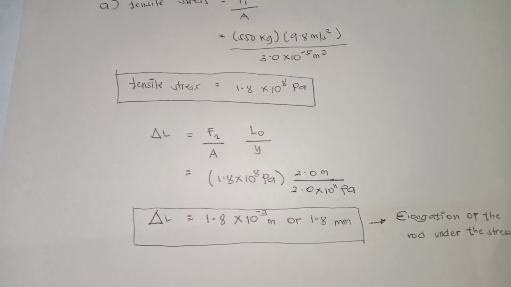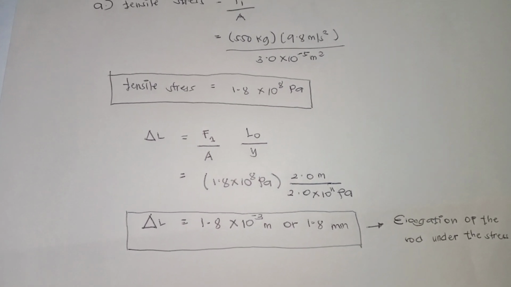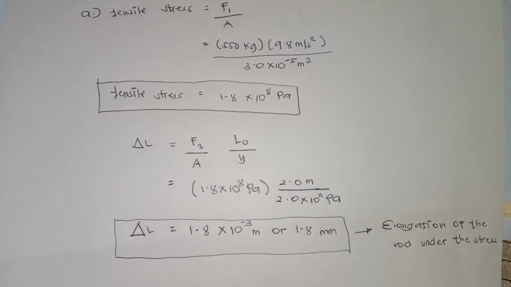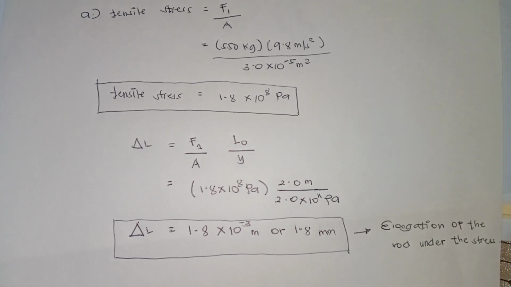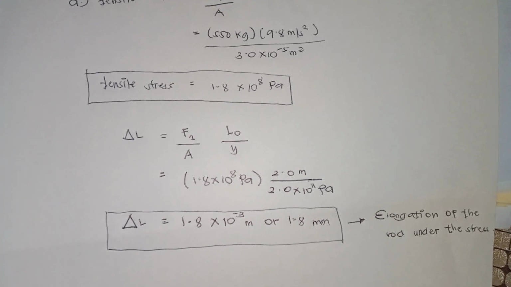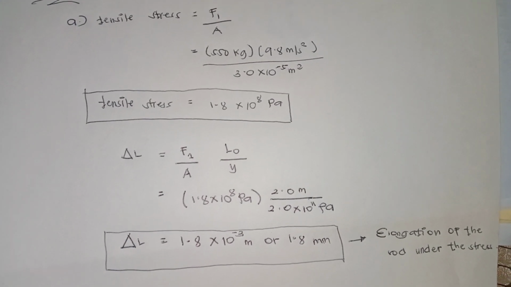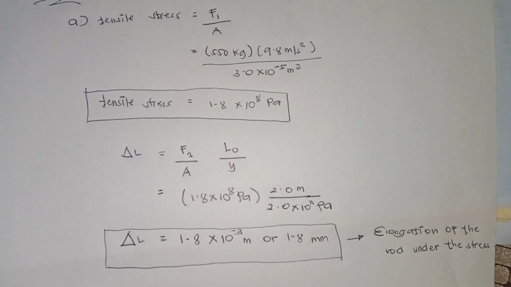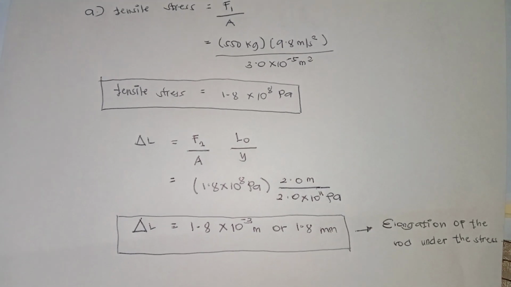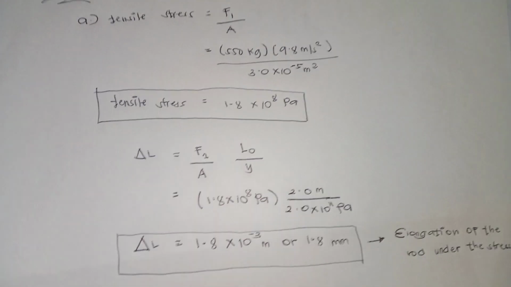So that is 1.8 times 10 to the power of 8 pascals, times 2.0 meters, over 2.0 times 10 to the power of 11 pascals. So the final answer is 1.8 times 10 to the power of negative 3 meters. So, the elongation of the rod under stress.